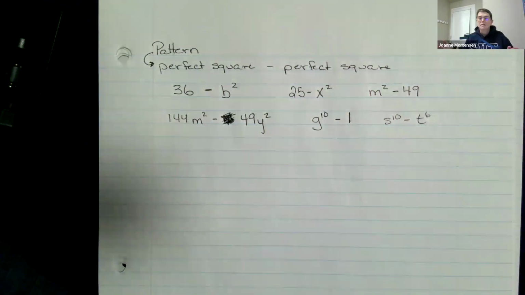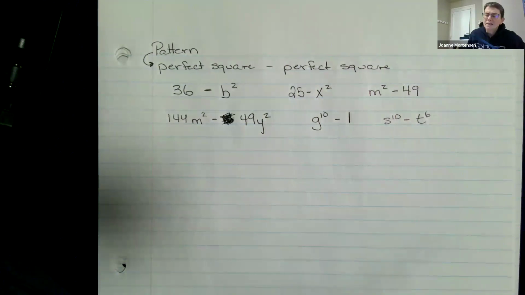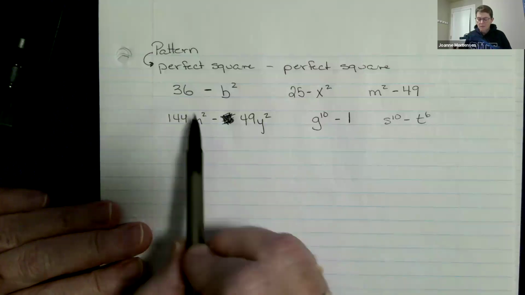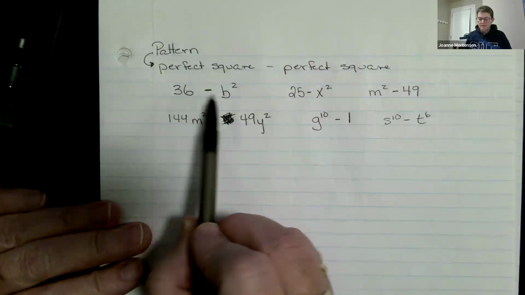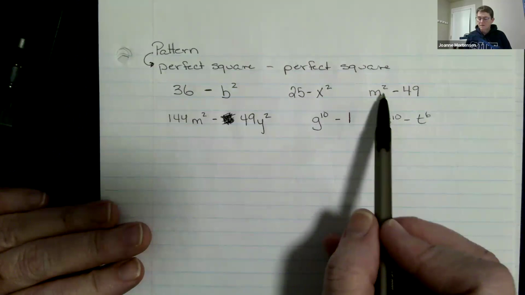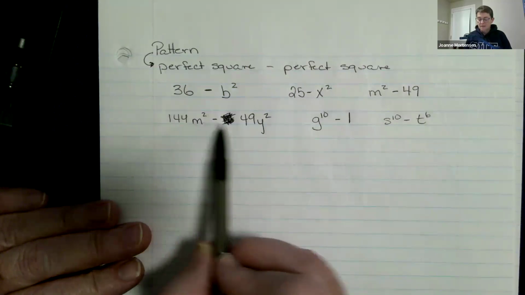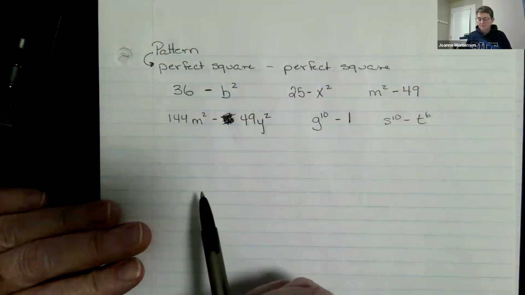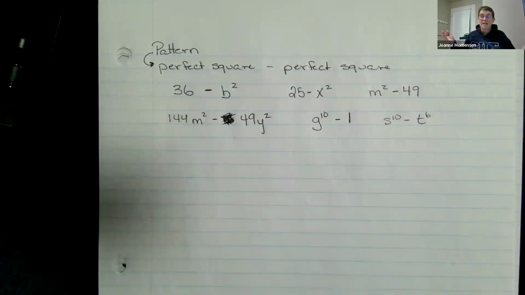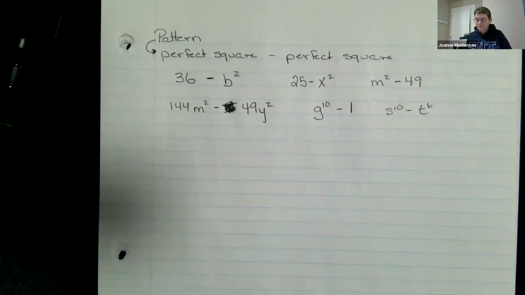t to the 6. So it can't be all numbers because then it's just an order of operations kind of thing. But it can be numbers, variables, and numbers, and you can mix them up and put them together. Ta-da! Those are all the different variations. Okay, so you got the pattern.